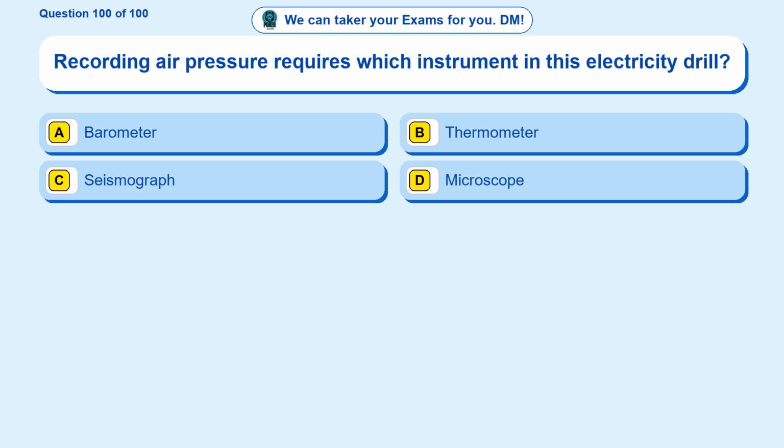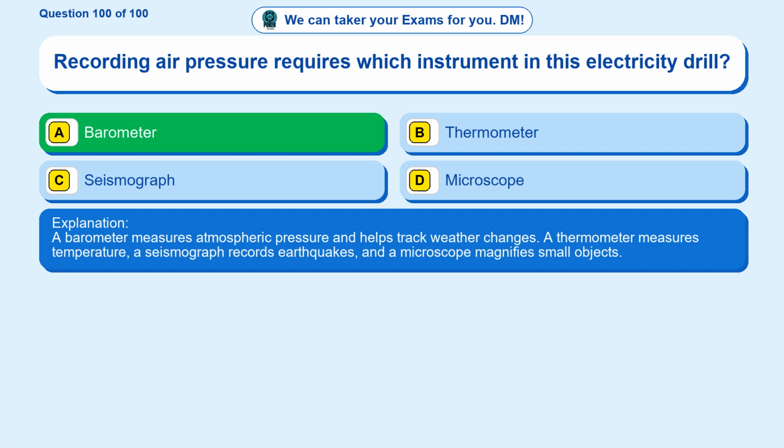Question 100. Recording air pressure requires which instrument in this electricity drill? Option A, barometer. Option B, thermometer. Option C, seismograph. Option D, microscope. The correct answer is option A. Barometer. A barometer measures atmospheric pressure and helps track weather changes. A thermometer measures temperature, a seismograph records earthquakes, and a microscope magnifies small objects.